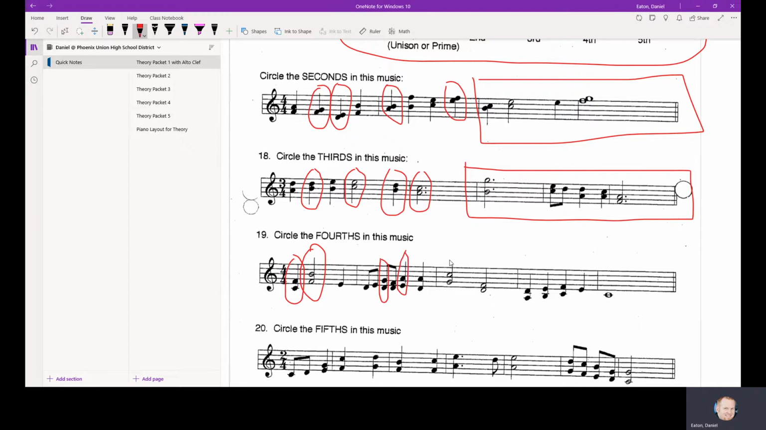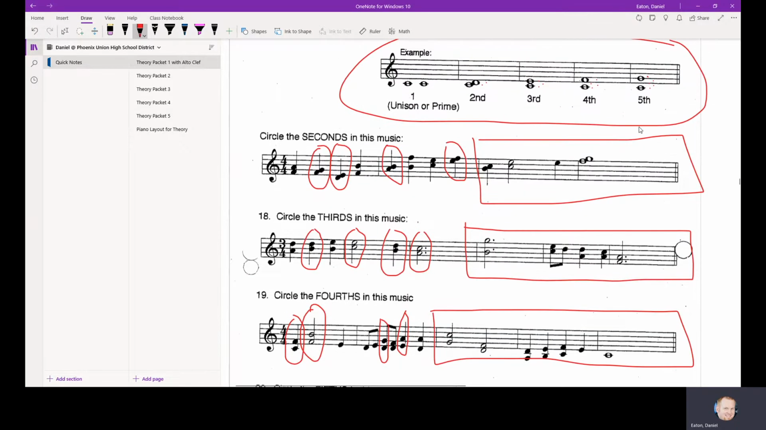E, F, G, A. That's a fourth. D, E, F, G, A. 1, 2, 3, 4, 5. That's a fifth, right? So not an example of a fourth. I'll leave this last part for you to do, and then the fifth.